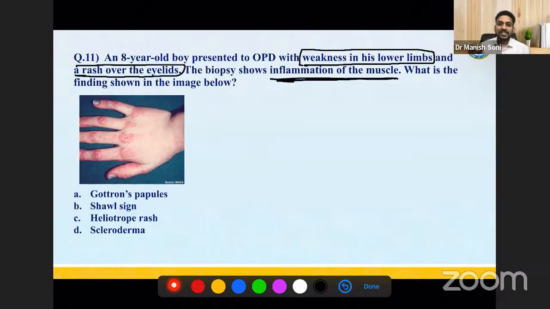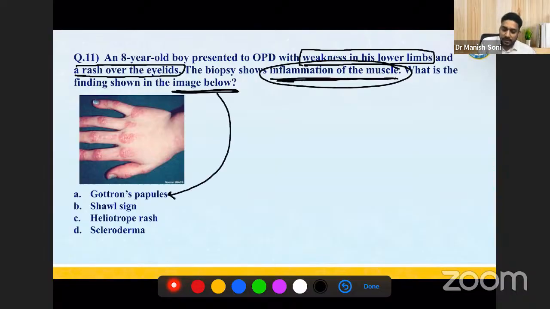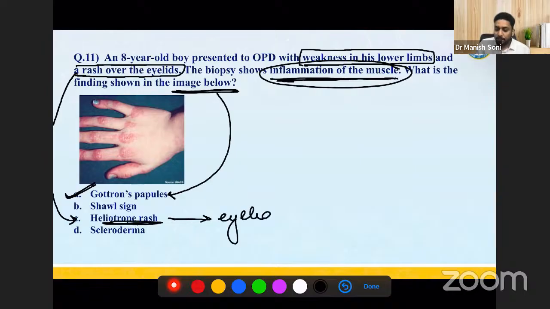Myositis means inflammation of the muscles. And dermo, why? Because it is associated with dermatological features. The feature shown in the image below is present over the knuckles, and over the knuckles, which papules are present? Gottron's papules are present. So answer is A. But they have mentioned that there is a rash over the eyelid, and this rash over the eyelid is known as heliotrope rash. Heliotrope rash is the one which is present around the eyelids, but here they are asking what is the finding shown in the image below. In the image, knuckles are involved, so that's why the answer is Gottron's papules.